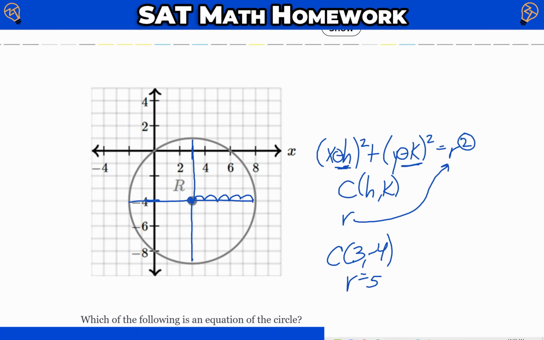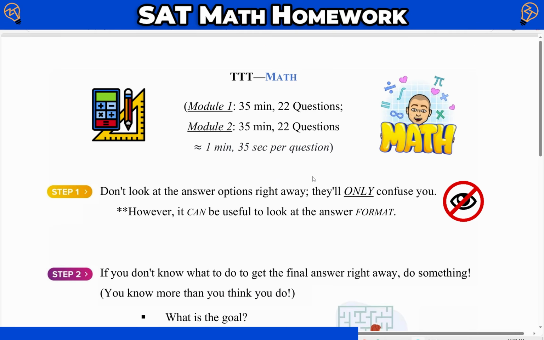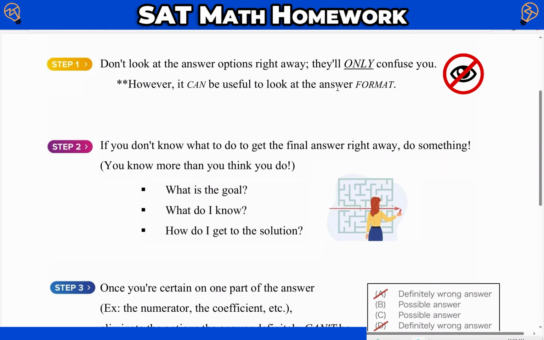And remember, we're going to do opposite of each of these when putting it into the equation, just as you would take the opposite when you're extracting it from the equation. So notice how this is following perfectly. We looked at the answer format. We're doing something. In other words, we're determining, okay, the center and the radius.